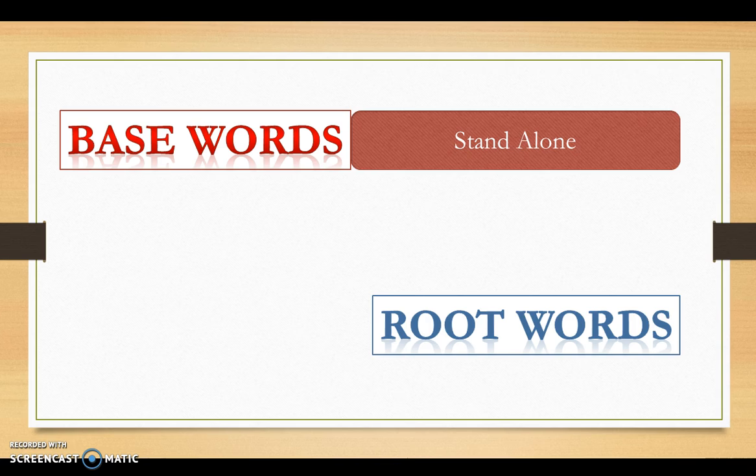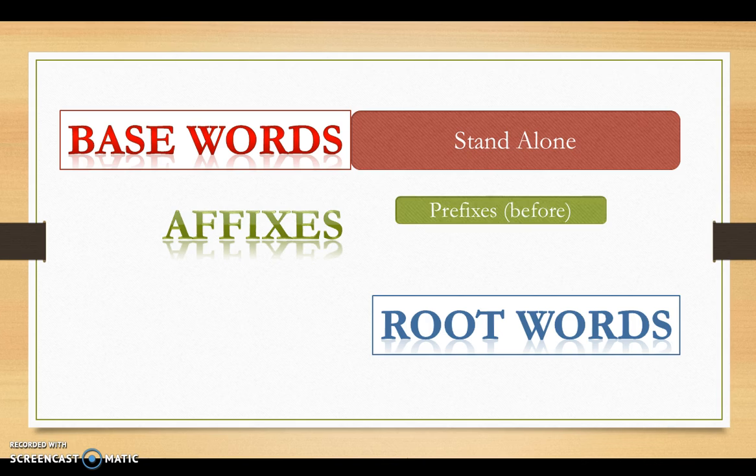These things that we add to the base word are called affixes, which are more commonly known as prefixes, which we add to the beginning of a word, or suffixes, which we add to the end of a word. For example, we can add the prefix re to teach to get the word reteach, or we can add the suffix ing to teach to get teaching.